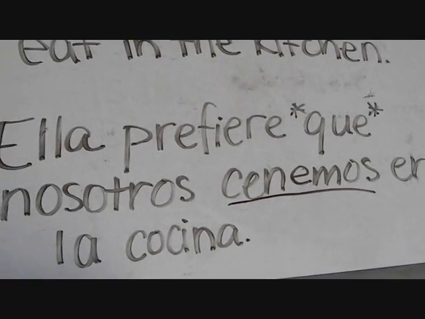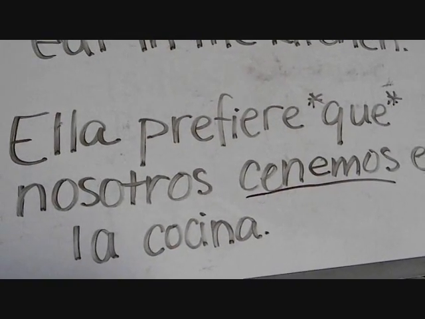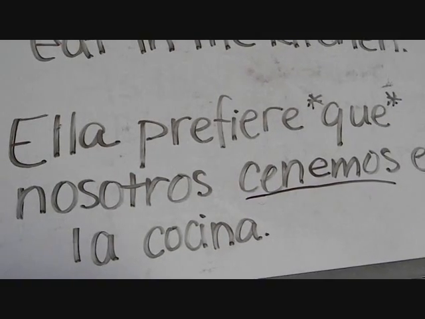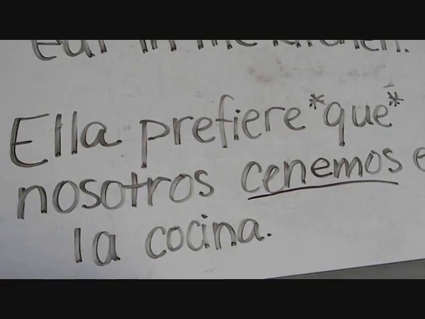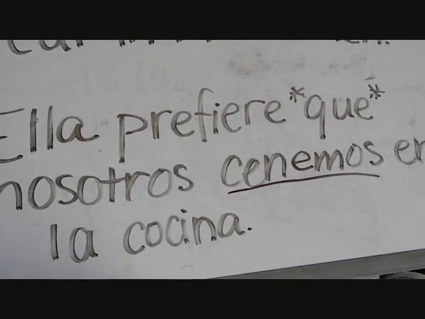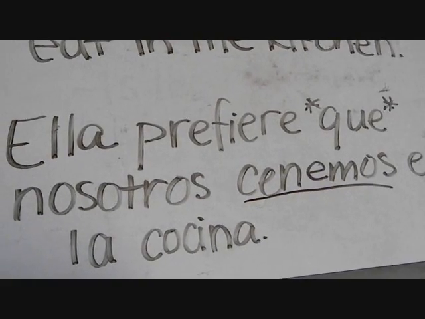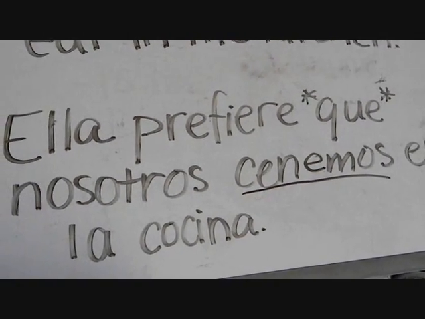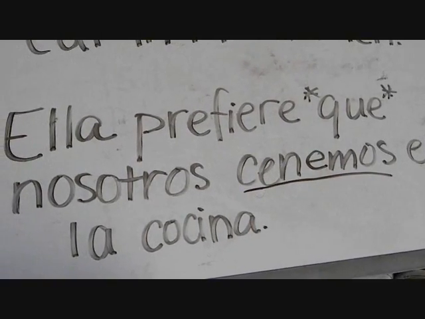Okay, so our subject change happens in Spanish too. First our subject is ella, and then after our connecting word que, it's nosotros. And then after nosotros, that second clause in our sentence is where we have our verb in the subjunctive form. Ella prefiere que nosotros cenemos en la cocina. She prefers that we eat in the kitchen.